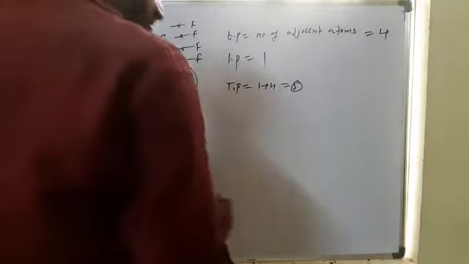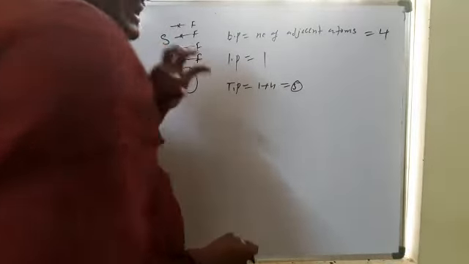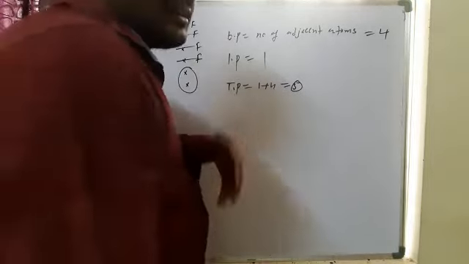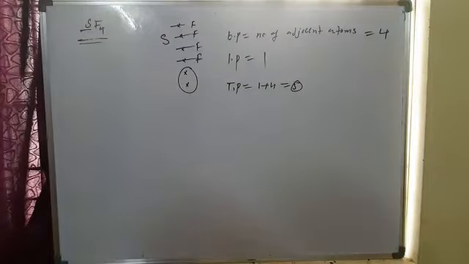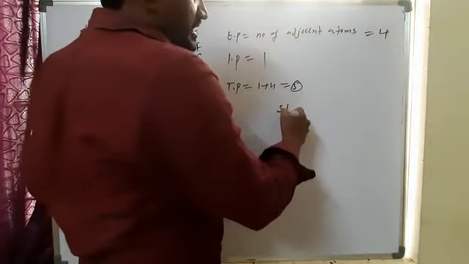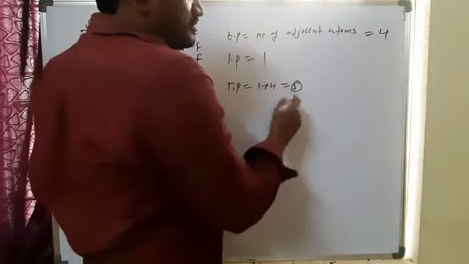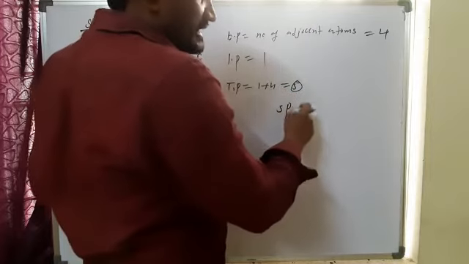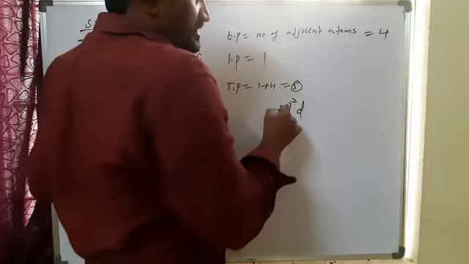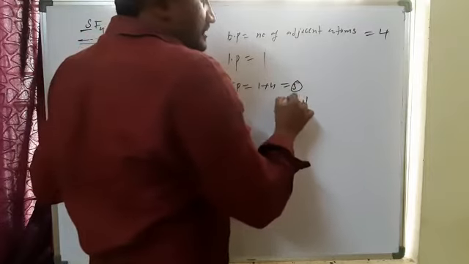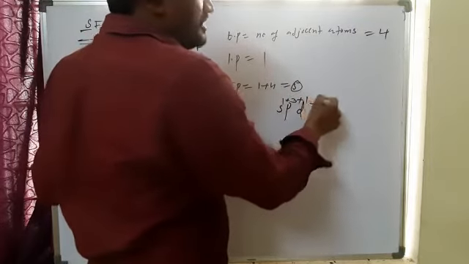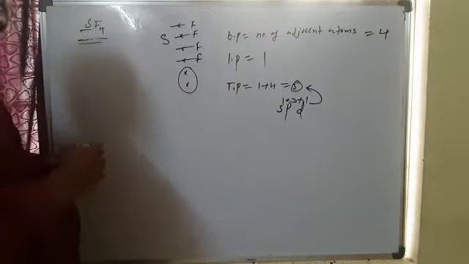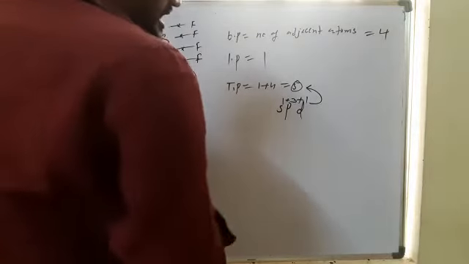Total pairs 5, so the number of intermixing hybridized orbitals must be 5. You can take sp as 1 plus 1, 2 orbitals; sp2 means 1 plus 2, 3 orbitals; sp3 means 1 plus 3, 4 orbitals; and sp3d you can take as 1 plus 3 plus 1, which should be equal to the number of total pairs. So the hybridization of this molecule is sp3d.